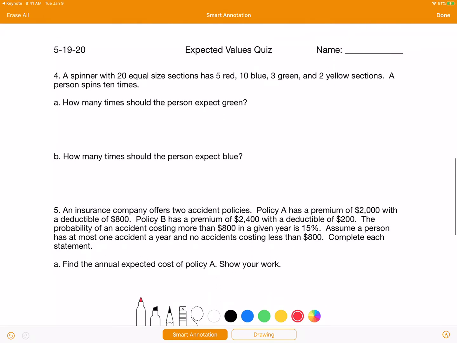Next question. A spinner with 20 equal-size sections has 5 red, 10 blue, 3 green, and 2 yellow sections. A person spins it 10 times. How many times should the person expect it to be green? So the green would be 3 out of the entire thing, which is 20. So that's 3 out of 20 chances. But you're spinning it 10 times, so you just have to multiply this by 10. So you can expect this to happen 1.5 times.